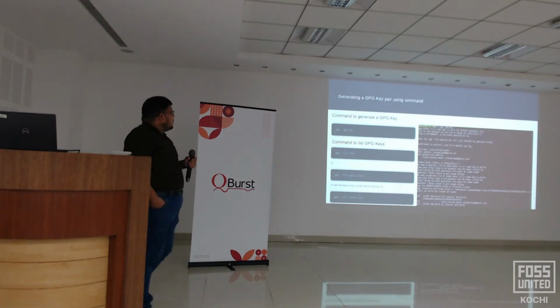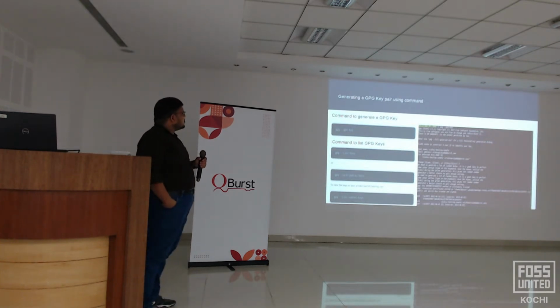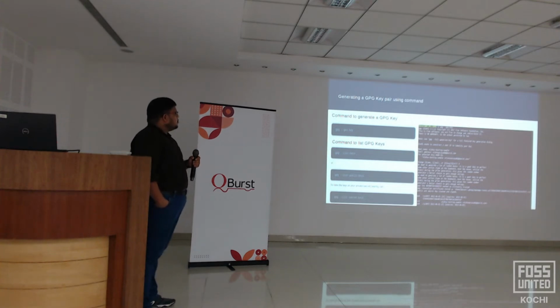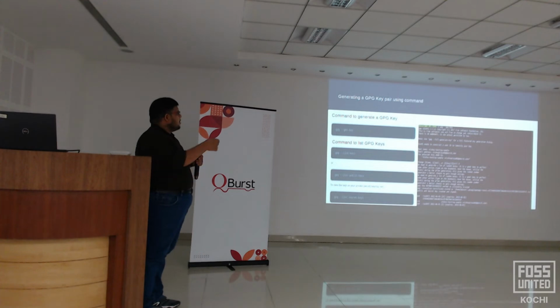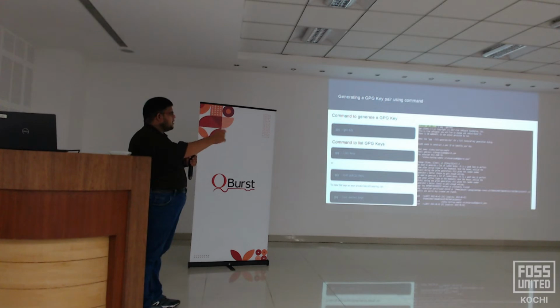So these are some commands. The first command is for generating a key. We can use gen-key for generating a key. Then we can list keys using the list-keys command. Then we have list-public-keys. As I said, we have public keys and private keys, so we can list public keys using the list-public-keys command, and we have list-secret-keys for listing private keys.